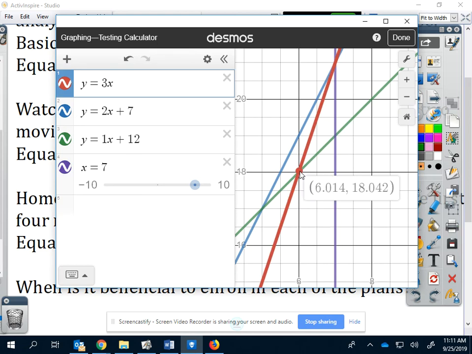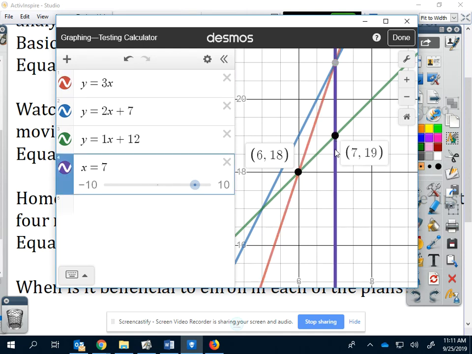So really, I'm going to stick with the basic plan all the way up till 6 movies. I'm going to stick with the basic plan there. But as soon as I go more than 6 movies, so 7 movies or more, I'm going to switch to the home theater plan. And that's what this visual representation helps us do.